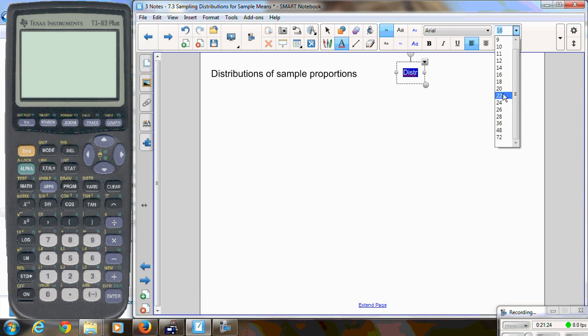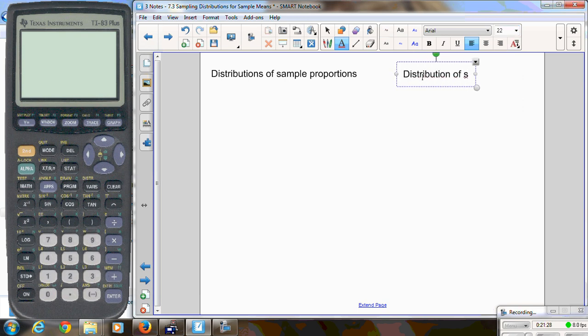Let's say distribution of sample means. And so this is X bar. And this is P hat. And I'm just going to spell it out because it's easier. Okay, so the sampling distribution of P hat.